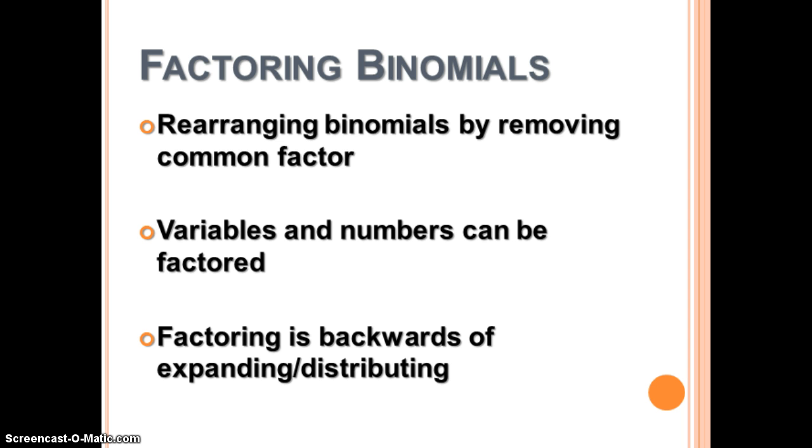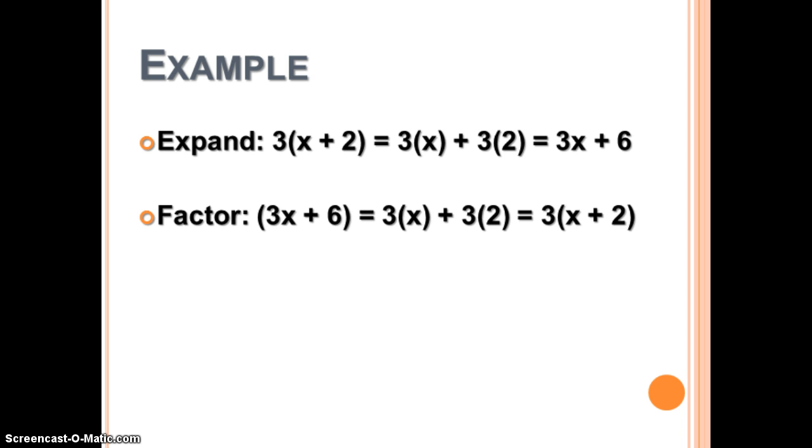And factoring is just the opposite of expanding or distributing. Here we have an example of expanding, distributing the 3 to the x plus 2. So we get 3 times x plus 3 times 2, resulting in 3x plus 6. Factoring is taking the last part, the 3x plus 6, and splitting that up. We take a common factor out of 3, so we're left with 3 times x plus 2.